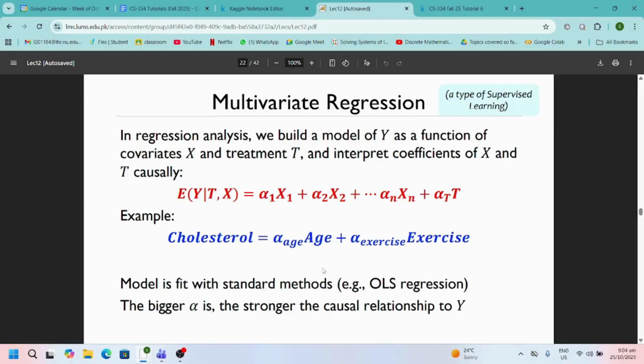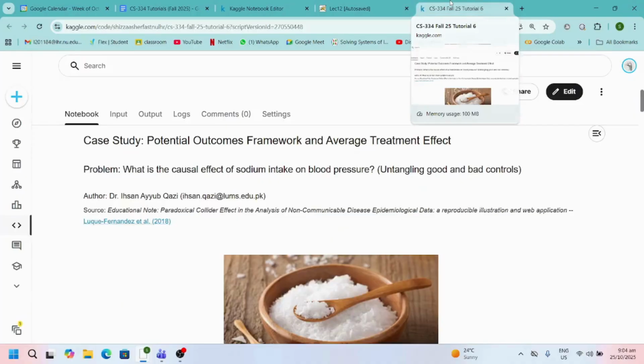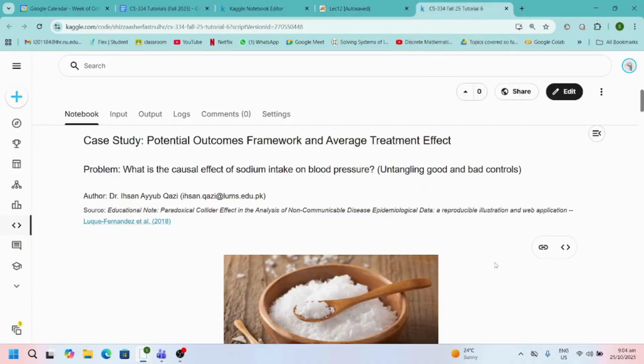It will essentially help you incorporate all of your other covariates and it will help you estimate the treatment effect. Let's look at this through an example. Unless you see an example, it's hard to be clear about this.